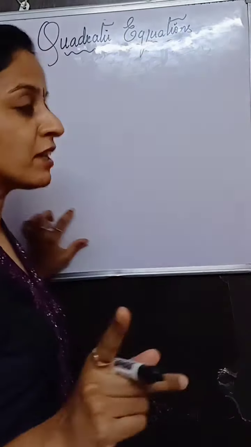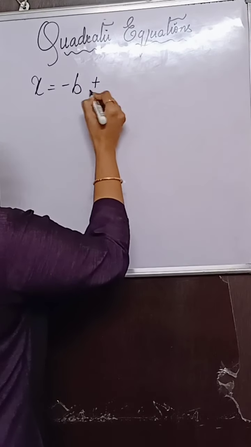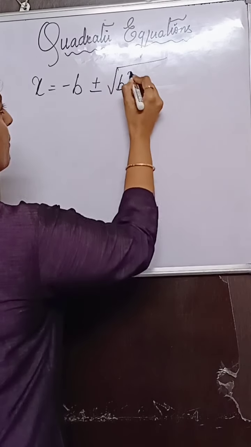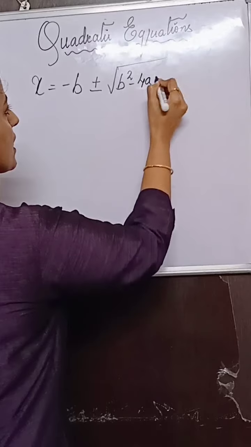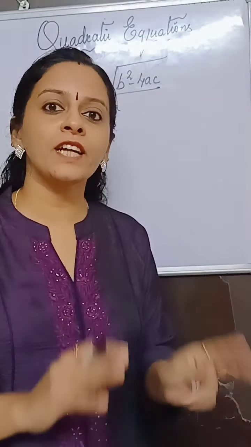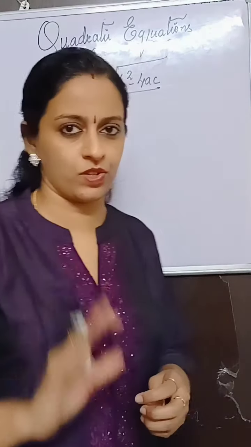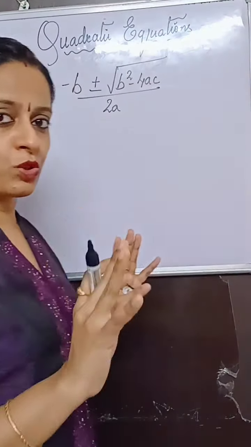The formula method formula is x is equal to minus b plus or minus root of b square minus 4ac upon 2a. With this formula, you will get two roots for a quadratic equation. A quadratic equation has two roots. Now, which are those two roots?